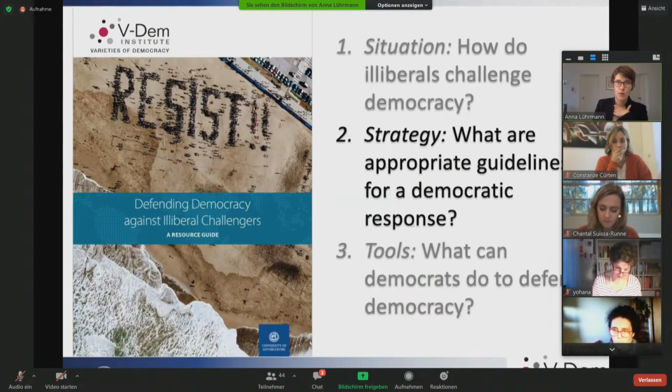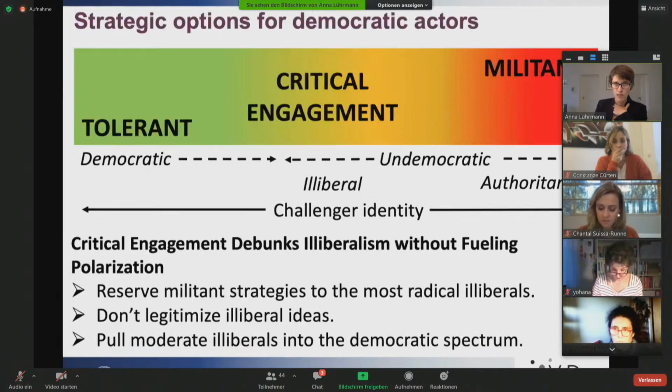So what's the strategy? How can we react to these kinds of challenges? We're proposing in this guidebook a strategy of critical engagement. As I just said, tolerance is not enough, because of this paradox of tolerance, right? If we tolerate these illiberal actors too much, they will become so powerful that they are in a position to actually undermine key democratic rules, and then democracy will not endure. It's a bit like what the US is going through at the moment. So from my perspective, tolerance is definitely not enough.